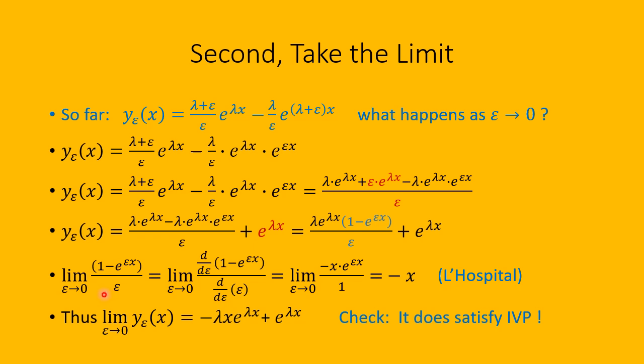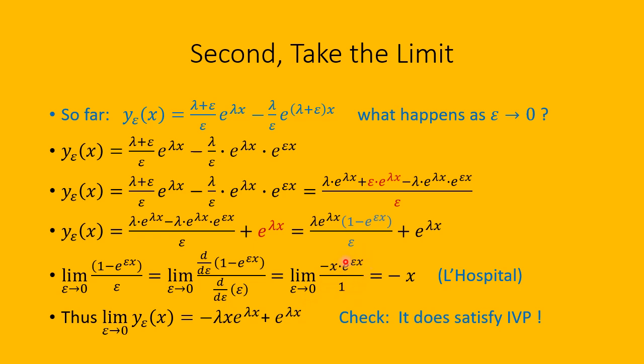Now, if you look at what happens as epsilon goes to 0, this numerator goes to 0, this denominator goes to 0, so we can use L'Hopital's rule. And since we're looking at a limit as epsilon goes to 0, we will differentiate the numerator with respect to epsilon and the denominator with respect to epsilon. When we do that, using the chain rule again, on the numerator we get minus x e to the epsilon x. The derivative in the denominator is just 1. So we're looking at the limit as epsilon goes to 0 of this.